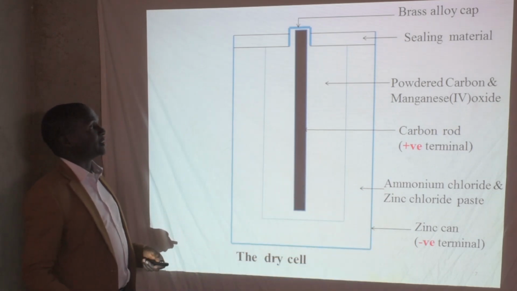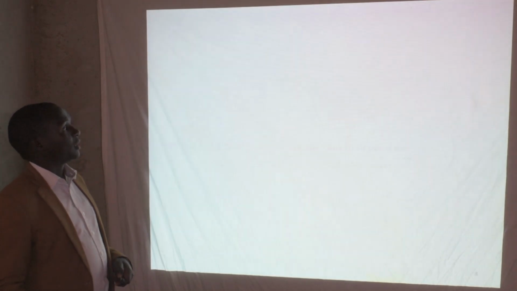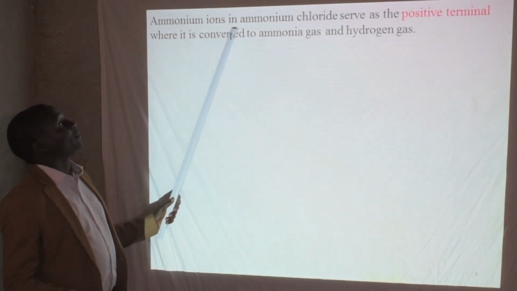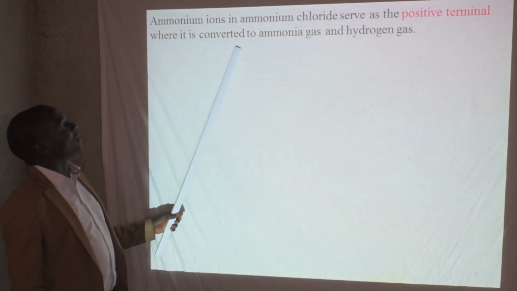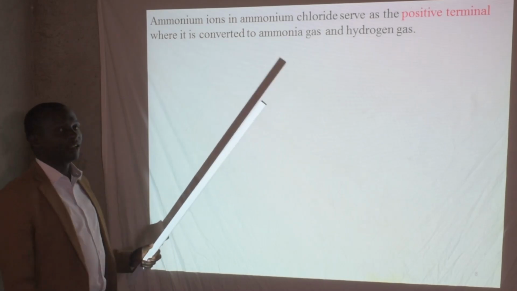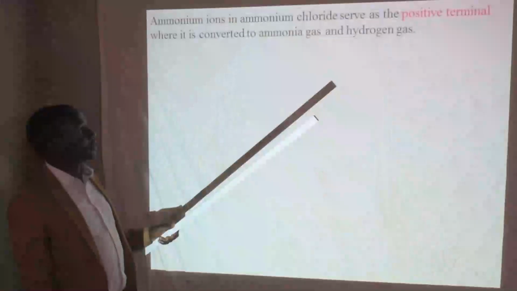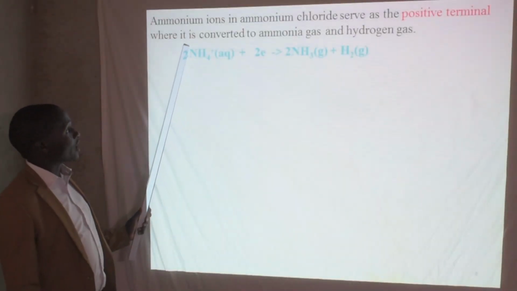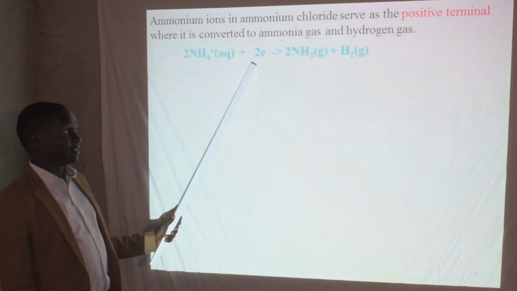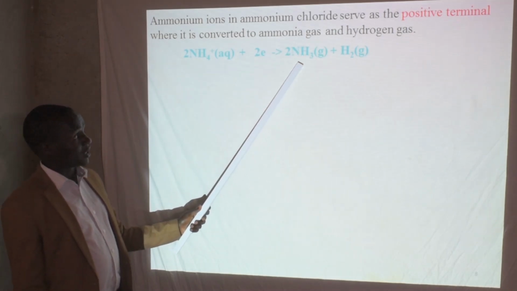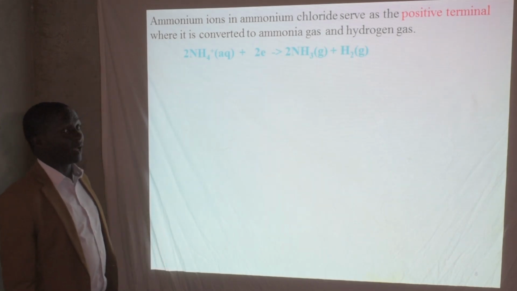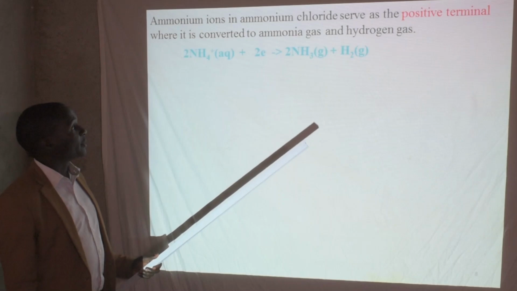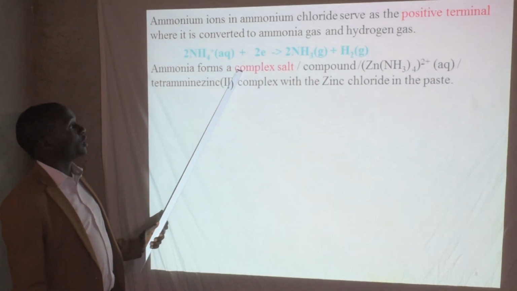Now let's look at what is happening. The ammonium ions in the ammonium chloride serve at the positive terminal, where they are converted into ammonia gas and hydrogen gas. So the ammonium ion gains the 2 electrons lost by zinc to become ammonia gas plus hydrogen gas. That is the reaction on the positive terminal.